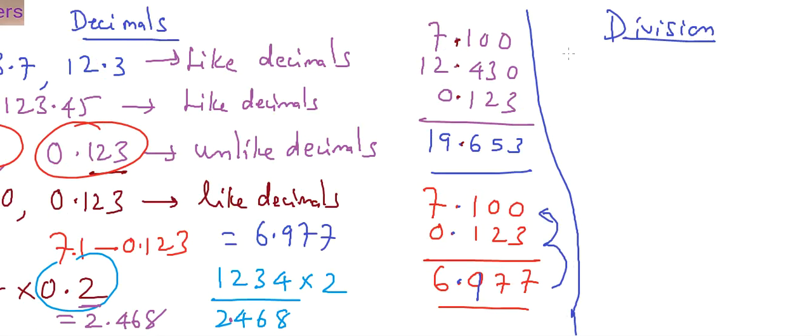Let's say we want to divide 12 by 0.3. Here we need to make the denominator a whole number. Okay, before that, let's see some special multiplications, multiplications involving 10, 100, 1000, 10,000 and so on.